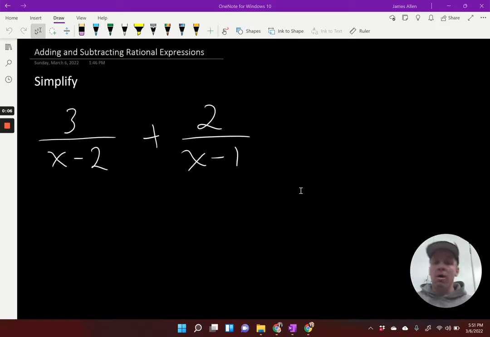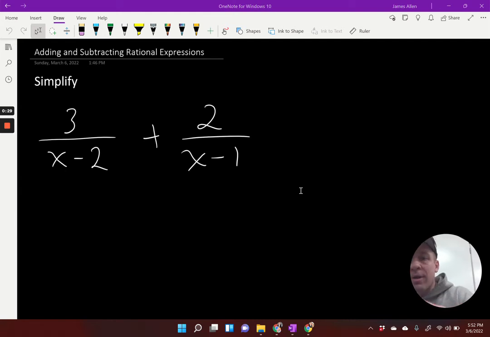All right, so how are we going to simplify here? Well, if I want to add, do recall we need like denominators. How do I get like denominators here? They're completely different from each other. You can't just say, oh, they both have an x, because x minus 2 is together. X minus 1 is together. It's a binomial.